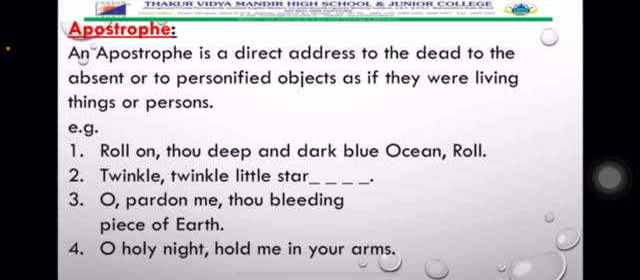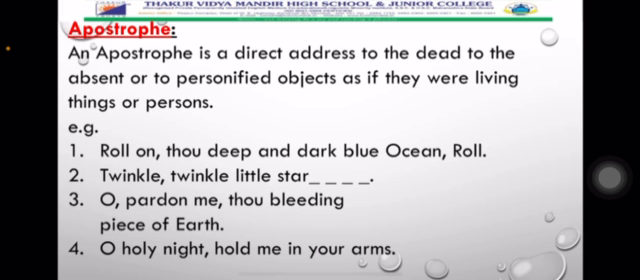Roll on, thou deep and dark blue ocean, roll on. Here I am talking to the blue ocean. So it is apostrophe because I am talking to a non-living thing. Now the second sentence, twinkle, twinkle, little star, how I wonder what you are. Even here we are talking to the little star, which is non-living. We address them, we talk to them, so it is apostrophe.